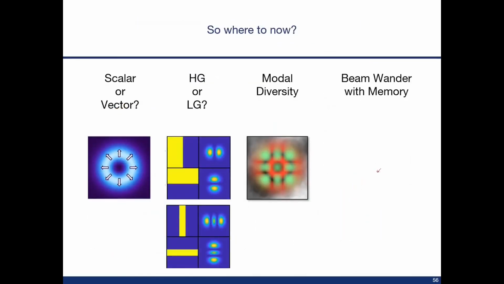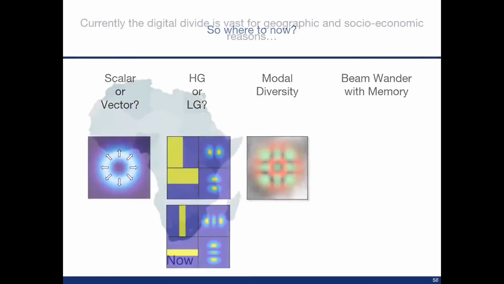So where to now with structured light free space optics? There isn't a difference between scalar and vector modes. HG modes are more resilient to turbulence than LG or OAM modes, but they would allow for longer range links. Evidence so far indicates that modal diversity does work, which opens up some new areas of research in investigating existing turbulence theory, but importantly allows for a more compact system with only one aperture. And lastly, beam wander has memory, the knowledge of which will hopefully enable the development of better error correction and signal processing schemes for free space optics.